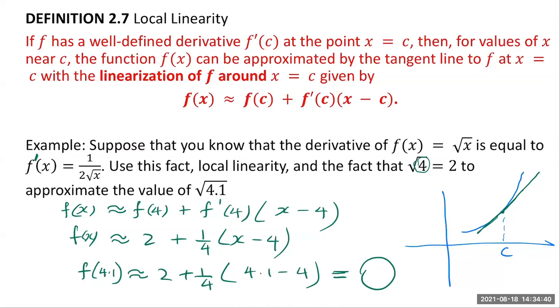So that's the last example that I wanted to discuss. With that, we conclude section 2.2, and I'll stop there.